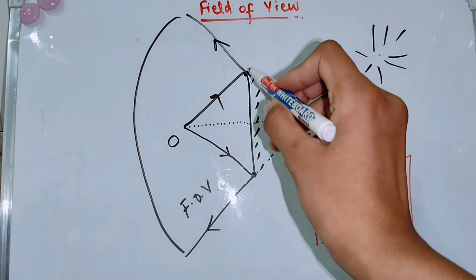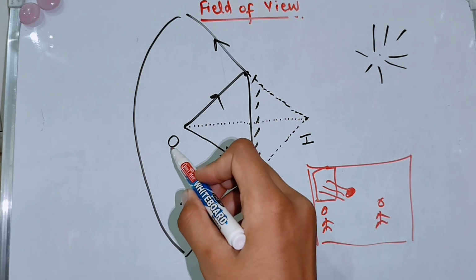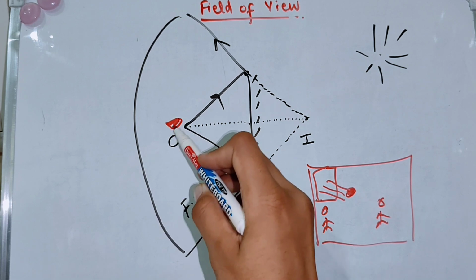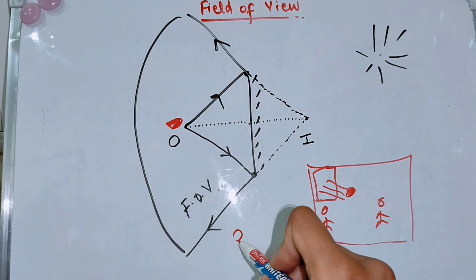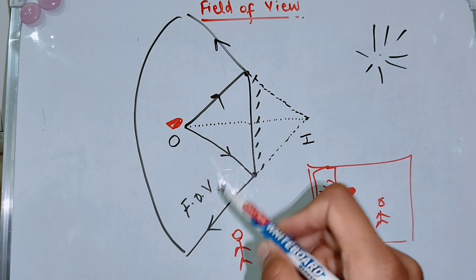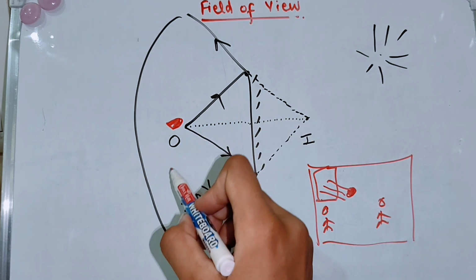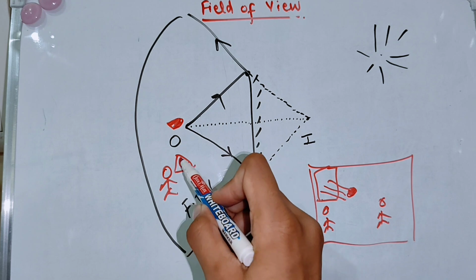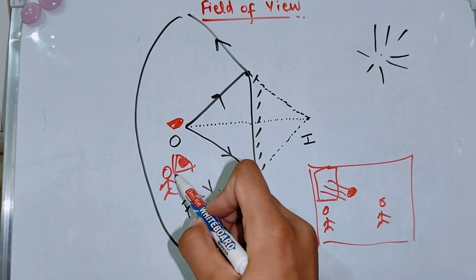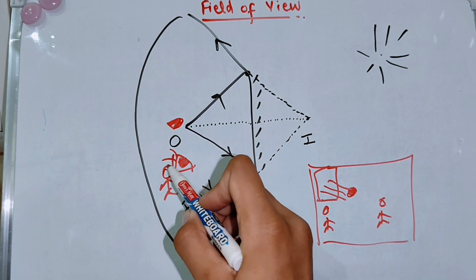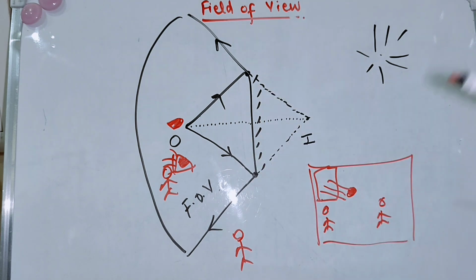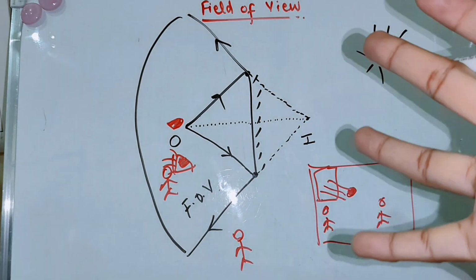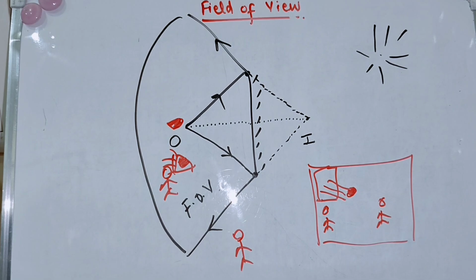So suppose this is the mirror and this is an object. Let's say I place some object over here. Now if you stand over here, you will not be able to see that object. But if you stand over here, which means that your eyes are over here, then you will be able to see the mirror. You will be able to see the image of the object. That is the meaning of field of view, and this is how you draw its ray diagram.